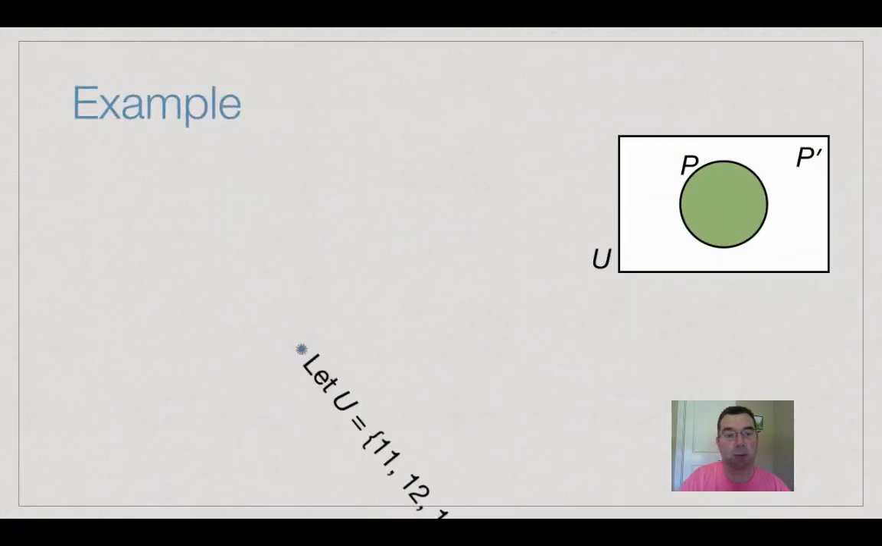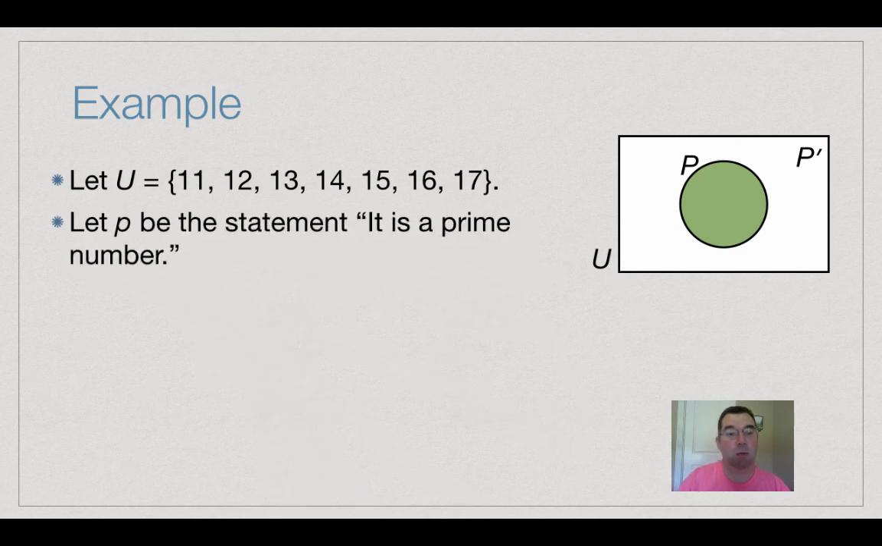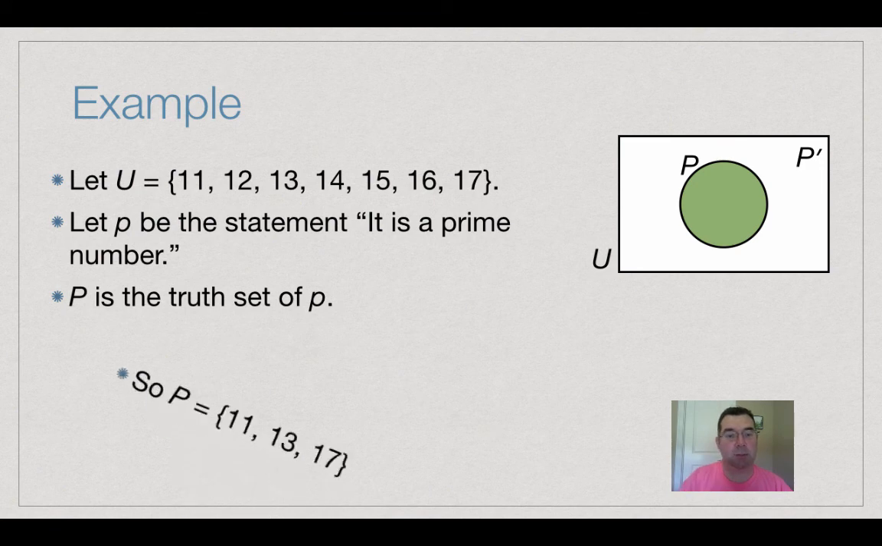Okay, so here's an example. I have the universal set of integers from 11 to 17 inclusive, and I want P to be the statement, it is a prime number. So in that green circle, I'm going to have all of the elements of U that are true of that statement. They are going to be things that when I mention them and I say it is a prime number, that would be a true statement. And then P prime will be all of those things that create a false statement when I replace it with that number. So that's basically what I said.